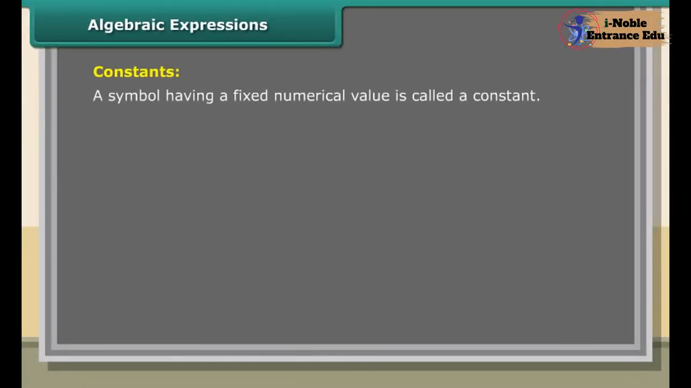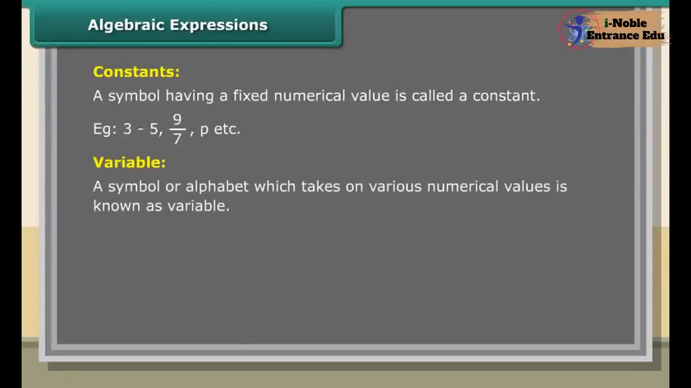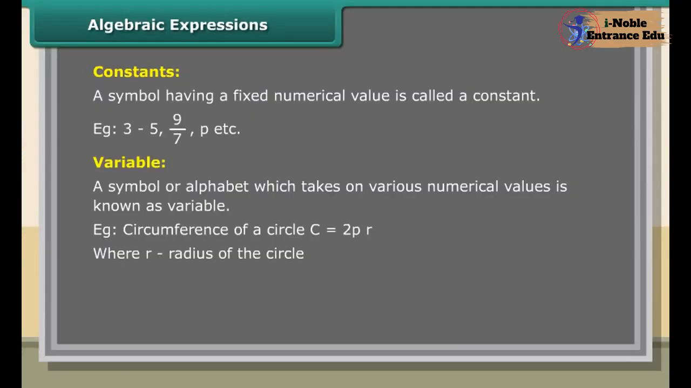Algebraic expressions. Constants. A symbol having a fixed numerical value is called a constant. Example, 3, minus 5, 9 upon 7, p, etc. Variable. A symbol or alphabet which takes on various numerical values is known as a variable. Example, circumference of a circle C is equal to 2πr, where r is the radius of the circle. 2π are constants, C and r are variables.